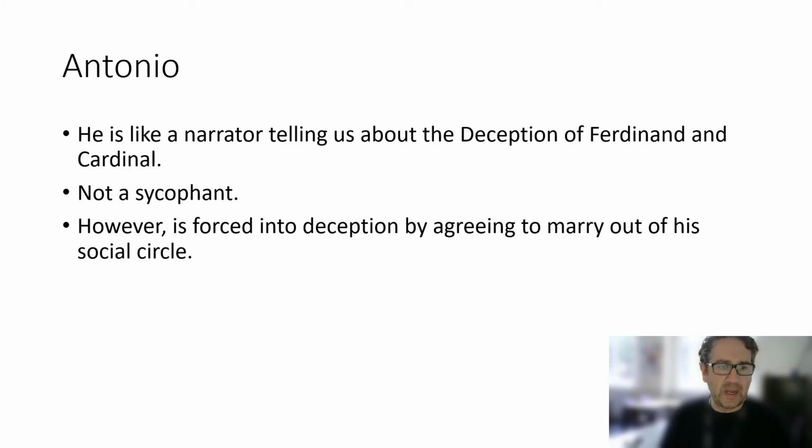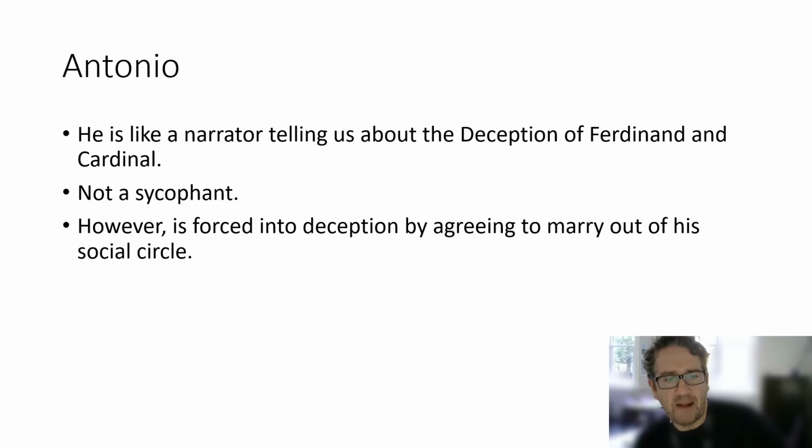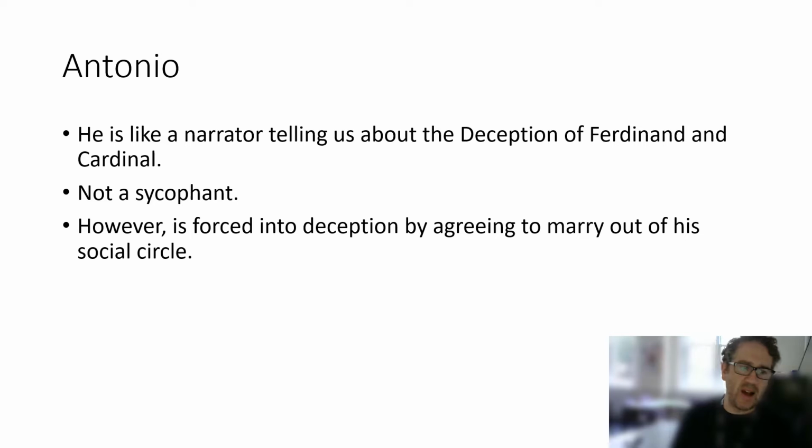What should also be clear is that in this play there's the complete paradox that even the good characters, in an insane world, the sane man must appear insane. In a world that's run by corruption, even the good characters, in order to pursue their lives in a good way, have to deceive. And so he's forced into deception by agreeing to marry out of his social circle. But he's not unaware of the dangers.